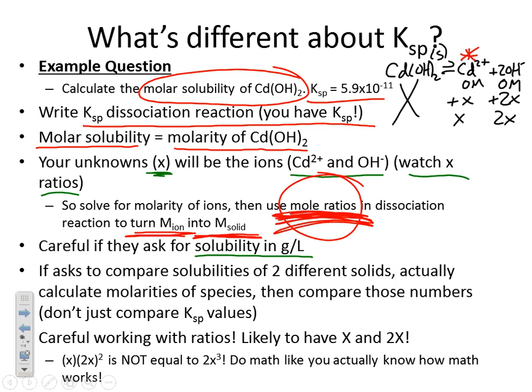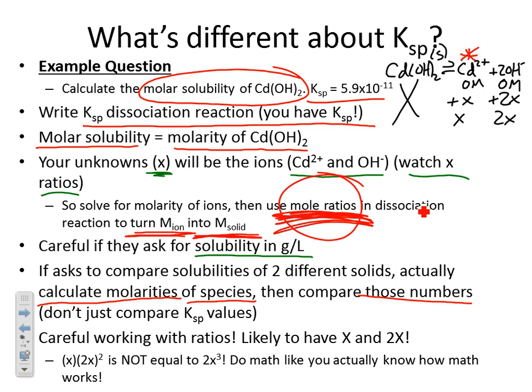If they ask to compare solubilities of two different solids, which they have done more times than I can count, then actually calculate the molarities of the species. Actually do what it asks for, because solubility is basically asking about molarity. How many moles per liter will be soluble? And compare those numbers. Do not just compare Ksp values. Ksp is not solubility. Molarity is solubility. Ksp is about the ratio of dissociated ions to solid. If they're asking to compare solubilities, actually calculate molarities of ions and compare those.